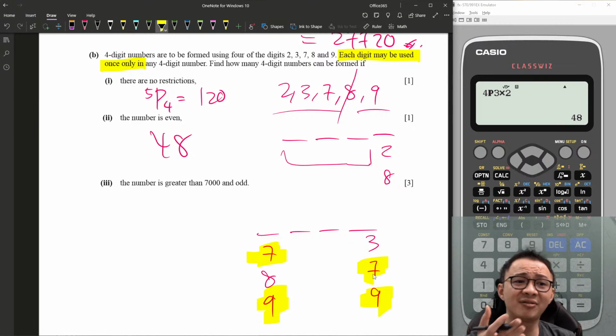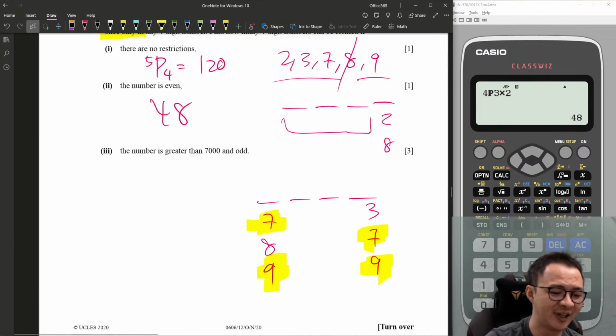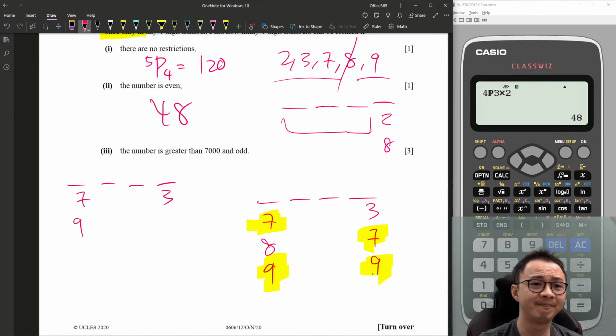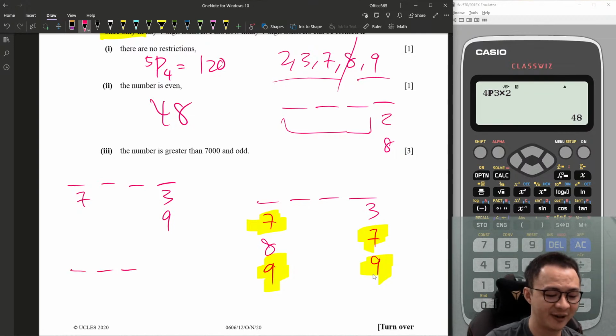So my logic right now is I need to find a way to make sure I don't make this mistake. So therefore, I will do it like this. Don't think like this, it might be a bit hard for you. If I start with 7, I will put 3, 9 at the back. If I start with 9, I will put 3, 7 at the back. So both of these actually are the same. You can multiply by 2. No need to do one by one.